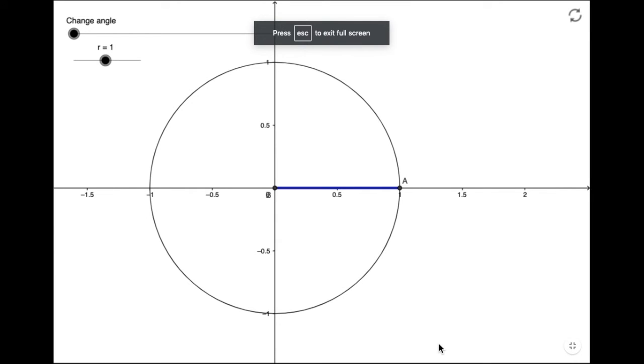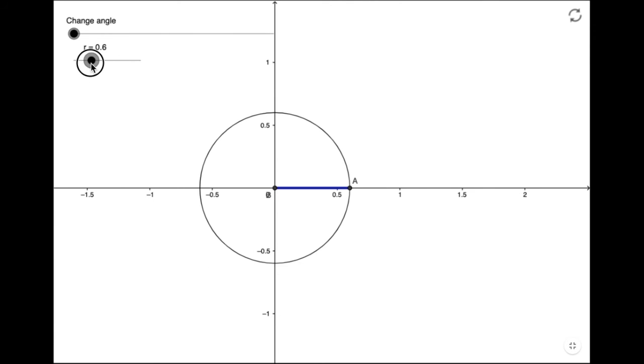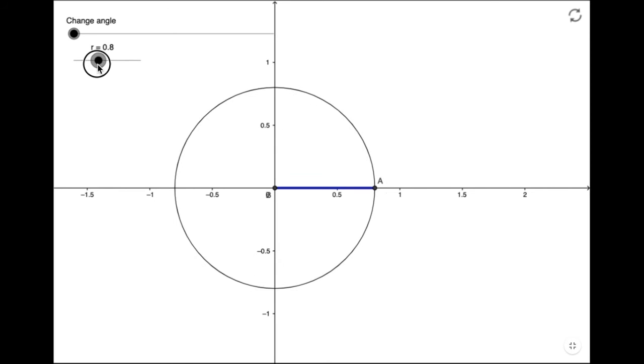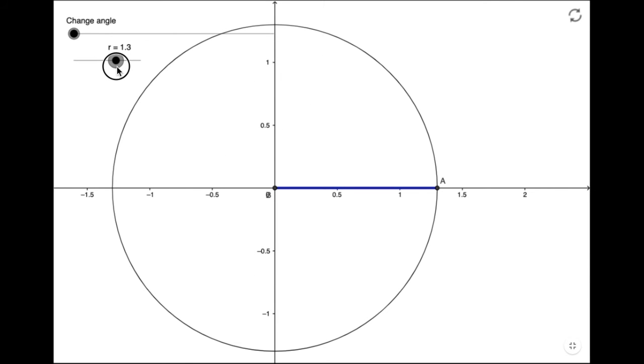So let's try now to analyze what if we change the size of the circle. If we make a small circle or a large circle, will it affect the radians? Now I would like you to pause the video and think about it.